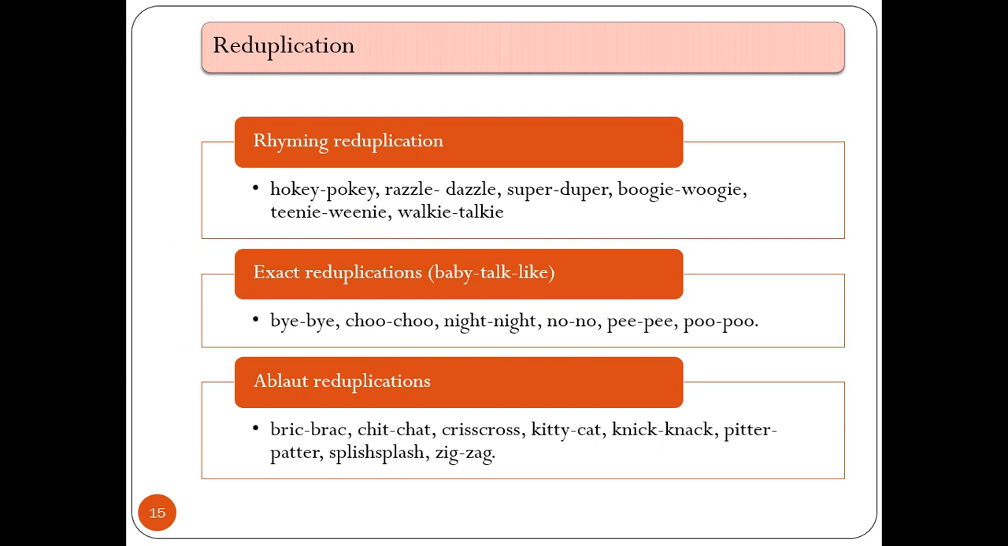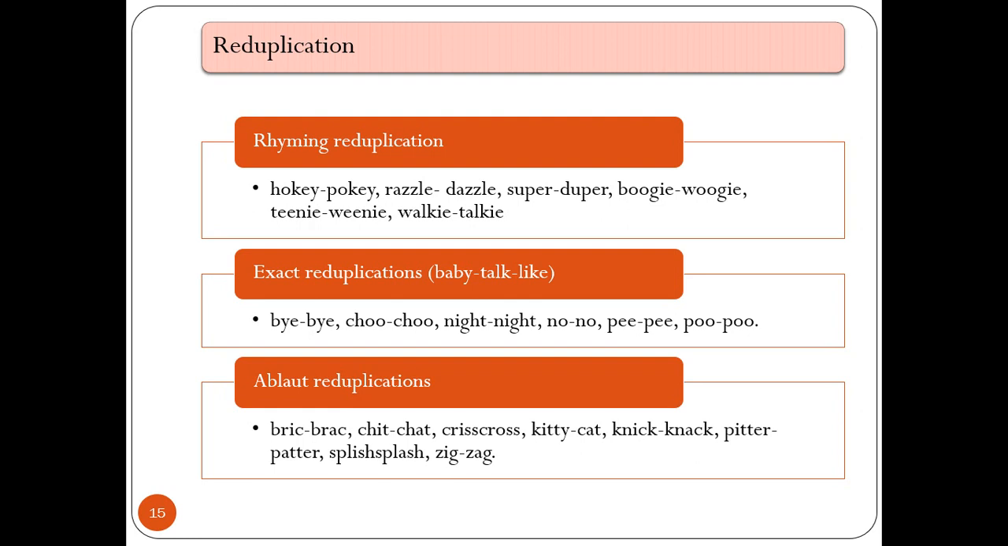Then what we have is reduplication. This is also external, nothing happens internally. Sometimes it could be rhyming reduplication. Just because of the rhyming, two different linguistic units are fused together, like hockey pockey, razzle dazzle, super duper, boogie woogie, teeny weeny, or walkie talkie. The only common thing is that of rhyme. That's it. And then we have exact reduplication.